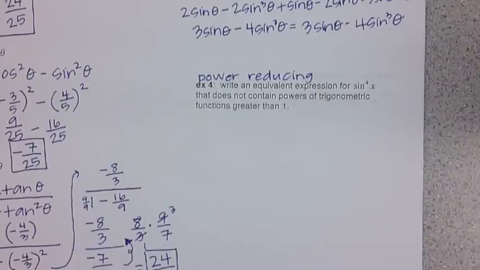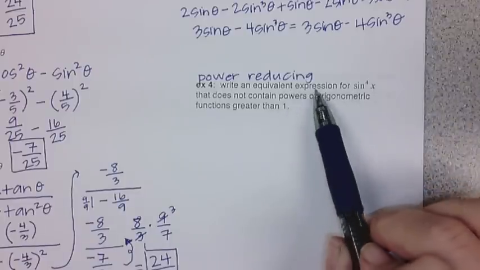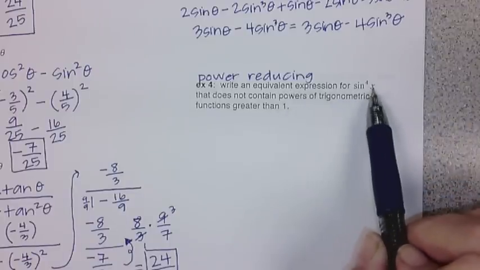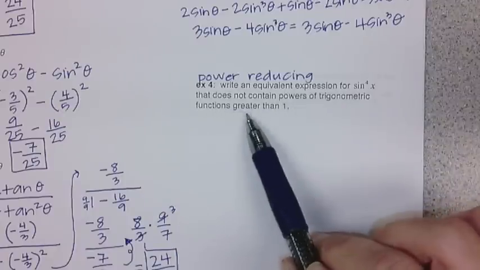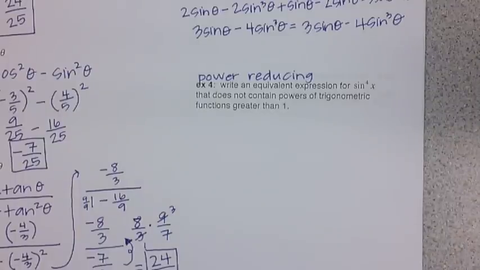So for this particular one, we're asked to write an equivalent expression for sine to the fourth of x that does not contain powers of trigonometric functions greater than 1. So that means our sines, cosines, and tangents, the highest power of x is going to be 1, so it has to be to the first degree. If you look at your formula sheets, you can see your power reducing formulas right there.